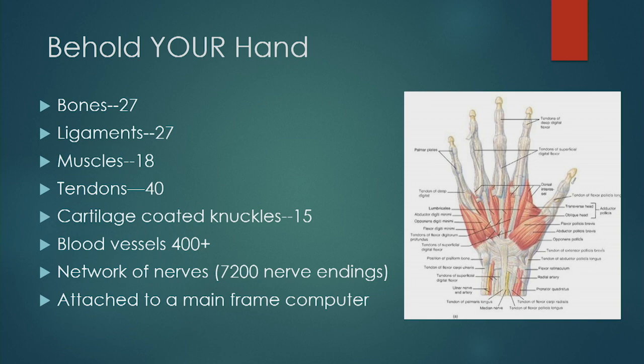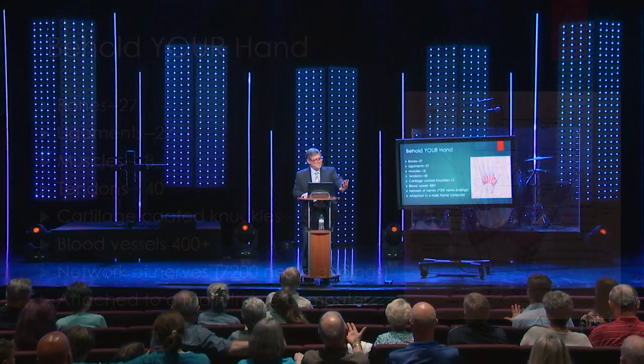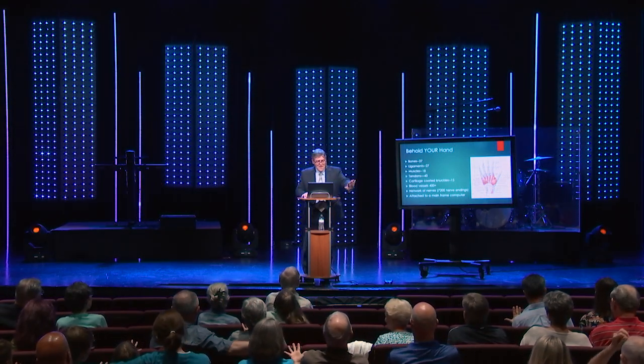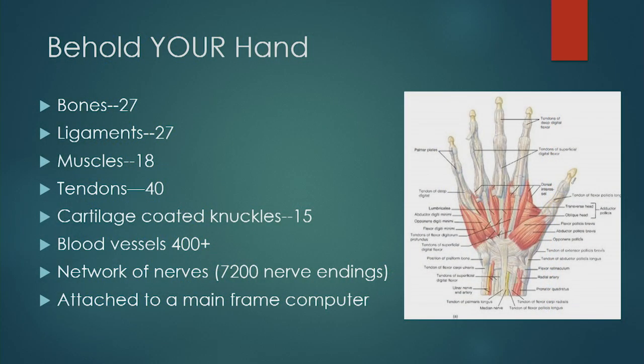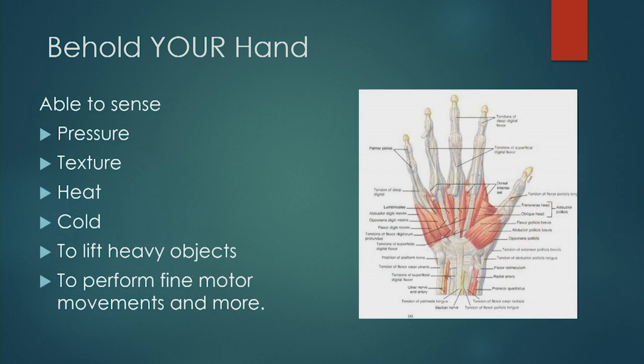Everyone has 2 hands. Most of you do, anyways. Hold one of them out. Now, look at that hand right there. You've had it all your life, and it has been unappreciated, I've got to tell you, because there are 27 bones, 27 ligaments, 18 muscles, 40 tendons, 15 cartilage-coated knuckles, 400 blood vessels, a network of nerves with 7,200 nerve endings, all attached to a mainframe computer, which allows you to sense pressure, texture, heat, cold, to lift heavy objects, to perform fine motor movements like a surgeon. In fact, your hands are even used to communicate, especially if you're Italian.